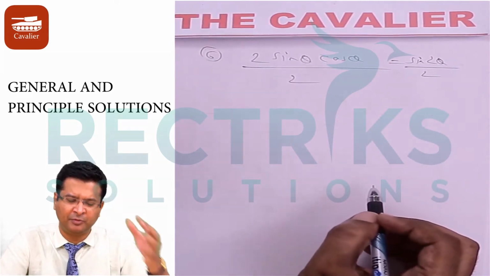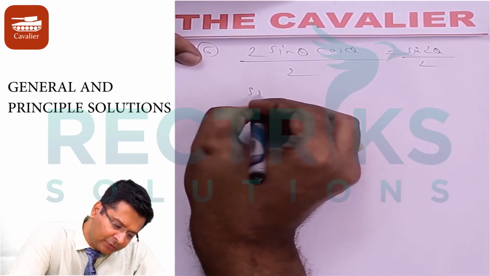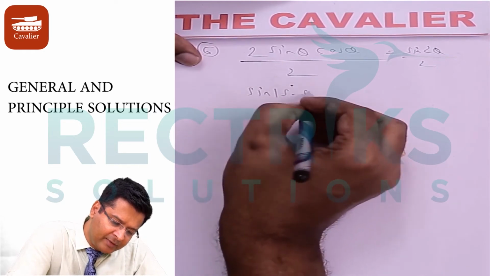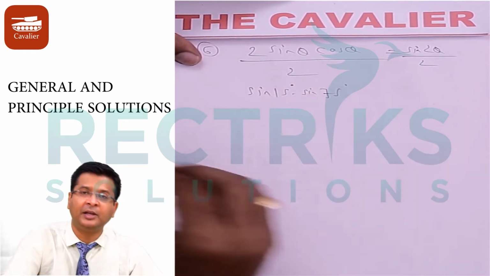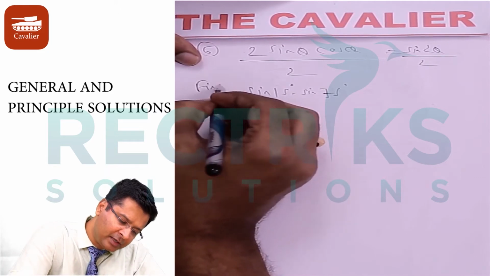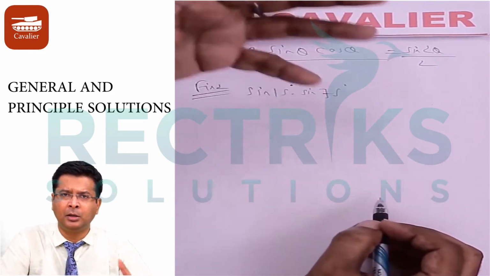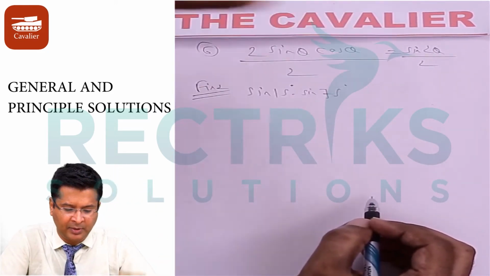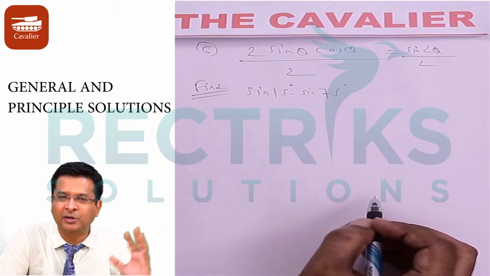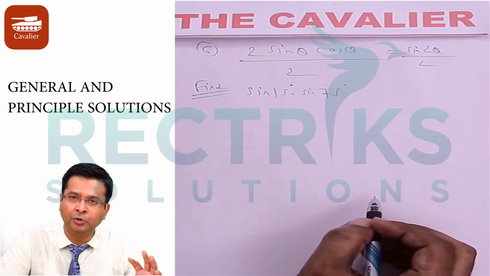For example, a very small example I am going to take. Suppose the question is coming, find the value of sin 15 degree into sin 75 degree. People usually find this question very lengthy. Like, we will have to find 15 degree as well, 75 degree as well. We actually do not need to find anything. We are going to use this formula.